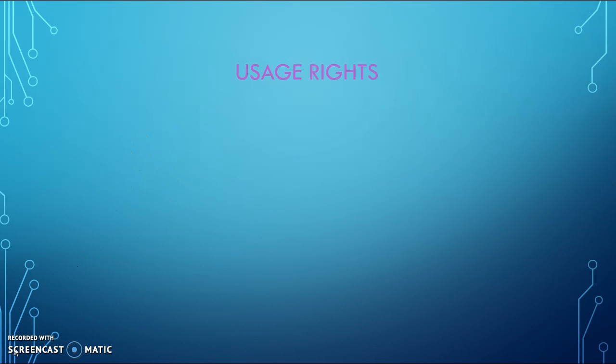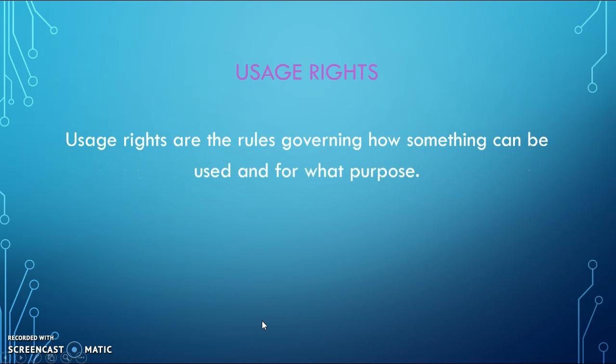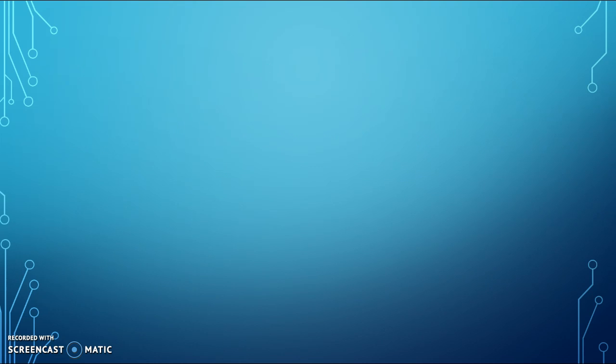Today we're going to look at how to conduct image searches in Google based on those Creative Commons licenses as well as other similar licenses. Google refers to this as usage rights. Usage rights are the rules governing how something can be used and for what purpose. Google allows us to put constraints on our image searches so that only images with certain allowances show up.